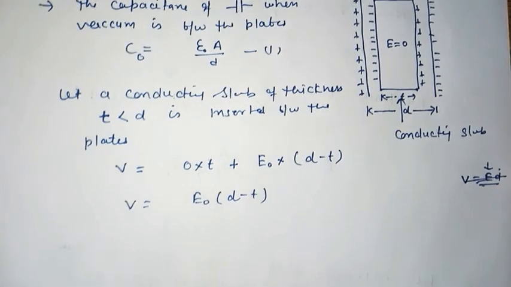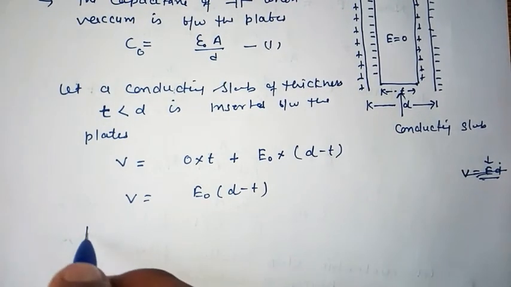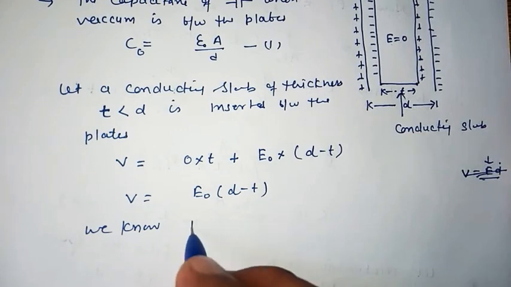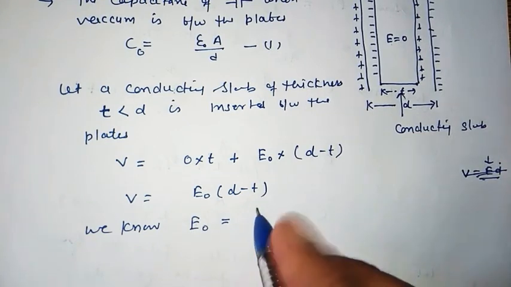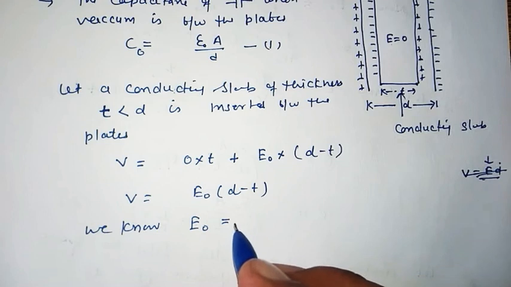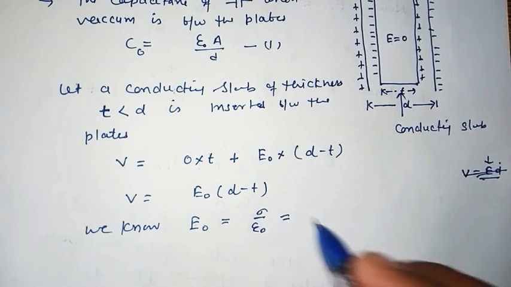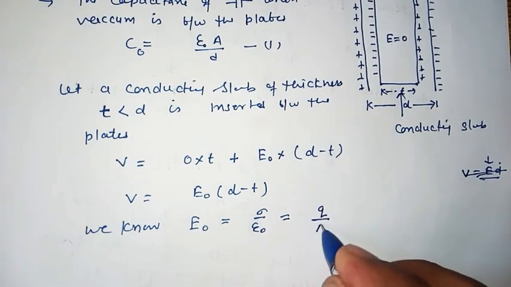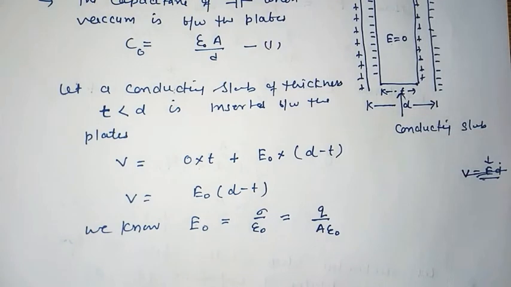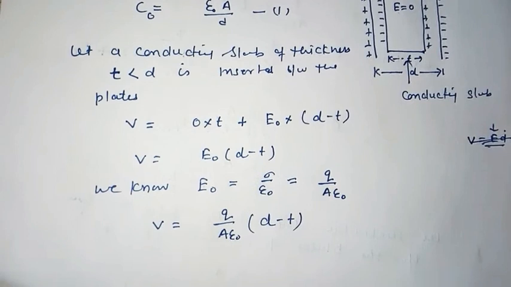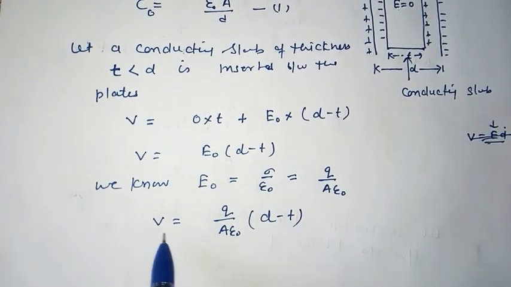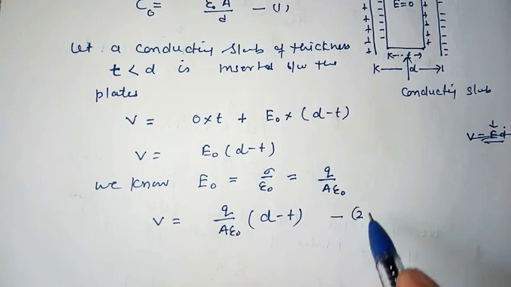E naught is the electric field between the plates of the capacitor. We know the electric field between the plates of a capacitor is sigma upon epsilon 0, and sigma is the charge per unit area. So put this value here. So V equal to Q upon A epsilon 0 into D minus T. Now we have found the potential. Let it be equation number 2 here.